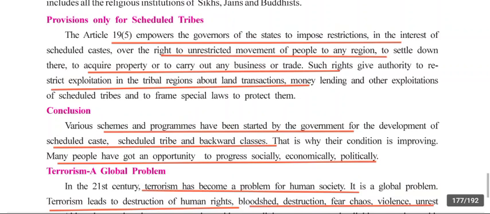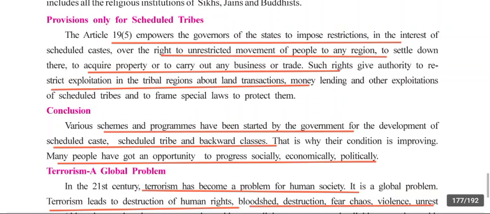Now, let me clarify this sentence. The people of India have the fundamental right to go to any place in India. That means going to any place in India cannot be stopped by anyone. That is our fundamental right. But due to this right, sometimes tribal people are exploited.